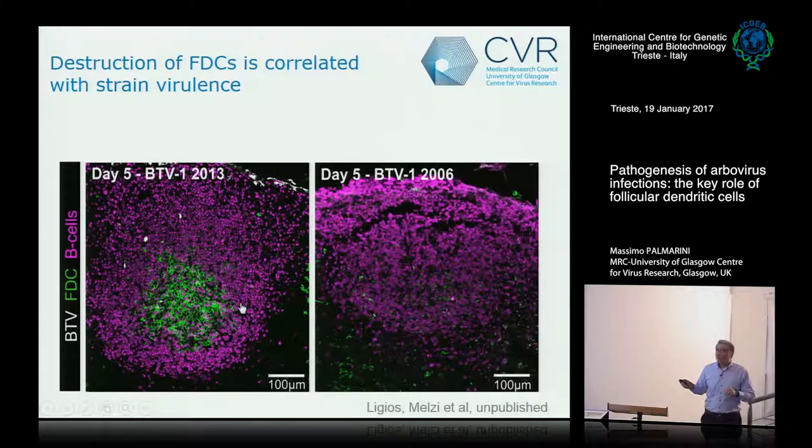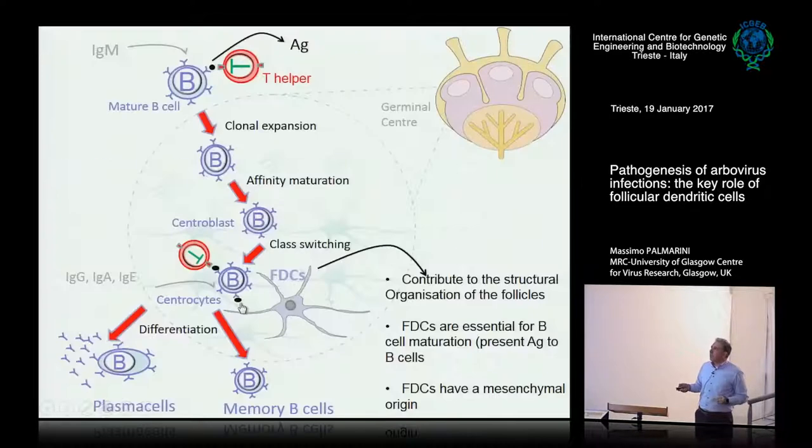This is just a pilot experiment, and we have to do more, and we look at day five in line with our experiment. You don't see follicular dendritic cells; they're all gone, and there is very little virus hanging around. Instead, in BTV1 2013, you actually see the virus again in the follicular dendritic cells. So this is an attenuated virus; it's still targeting follicular dendritic cells, but the time it seems to be there is much longer. So we need to do more experiments now to understand this.